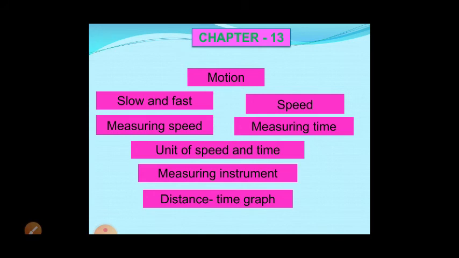Already we have started chapter 13. In that we have already discussed motion, slow and fast, speed, measuring speed and measuring time. With that we have also discussed the unit of speed and time. Today we are going to learn about the measuring instrument for speed and time as well as the distance time graph.